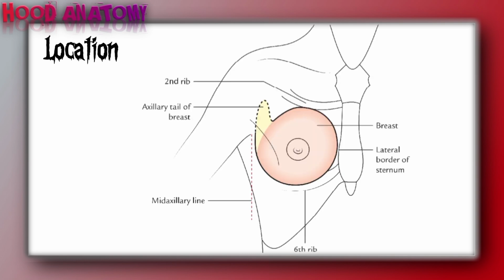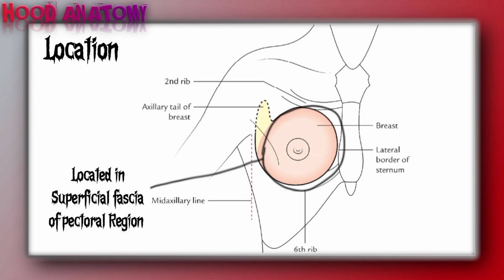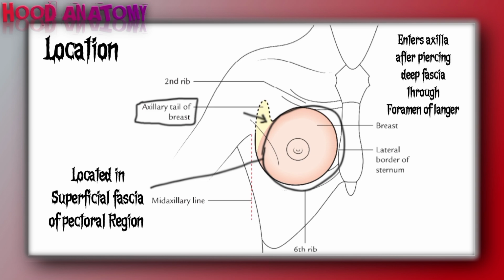Now the thing wey we go mount next na im be location. I want make you observe that structure of breast wey you dey see for your screen. You go see say that round big part, e dey for the superficial fascia of pectoral region. But you see that triangular abi na conical thing wey dey comot for side, for up, that mean say e dey superolateral. Dem dey call am axillary tail of Spence. E dey enter axilla after piercing the deep fascia, so e dey located for axilla.